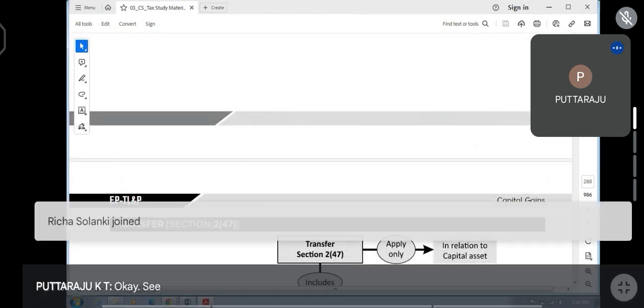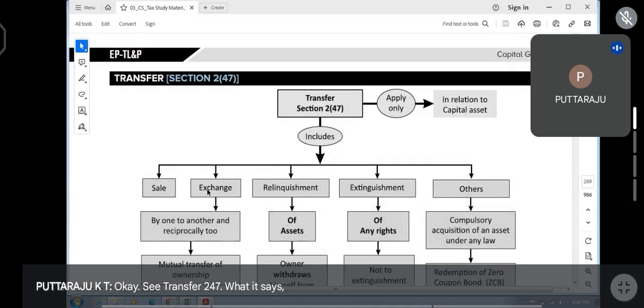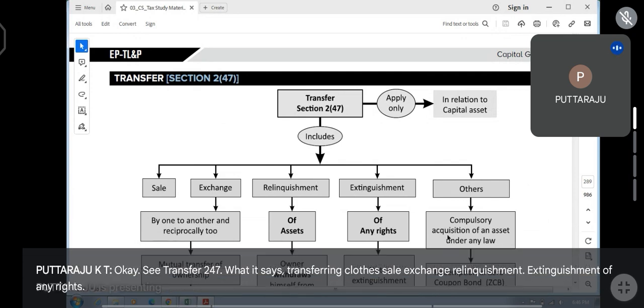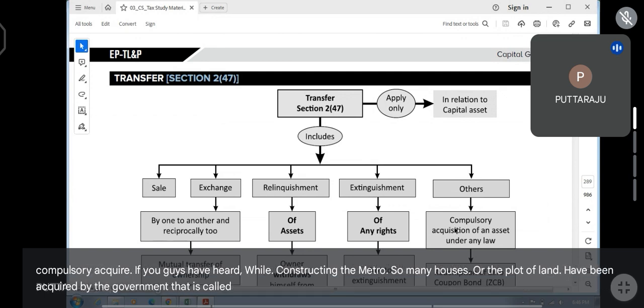See, Section 2(47): transfer includes sale, exchange, relinquishment, extinguishment of any rights, compulsory acquisition, redemption of zero coupon bonds. Compulsory acquisition means the government will compulsorily acquire. If you have heard, while constructing the metro, so many houses or plots of land have been acquired by the government. That is called compulsory acquisition, for which they pay compensation. This is the meaning of transfer.